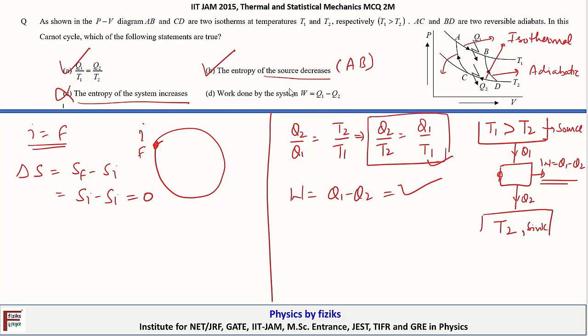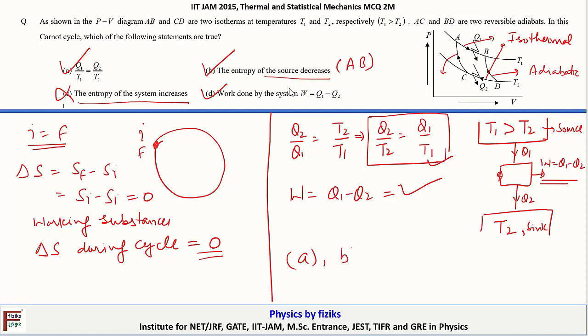Okay, so that means for the working substance, delta S, the entropy change during the cycle, is equal to 0. So the net entropy change for the working substance during the complete cycle is 0. Therefore here only A, B and D, only these three options, are correct.